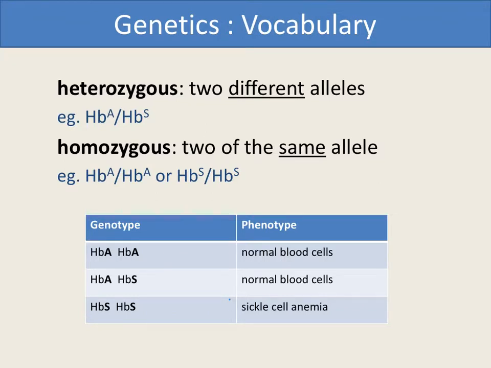And we have a phenotype. So the genotype is what alleles the individual has. Remember, they have two of each. They can be the same allele or different. They're diploid organisms, right? The phenotype is how those alleles are expressed.